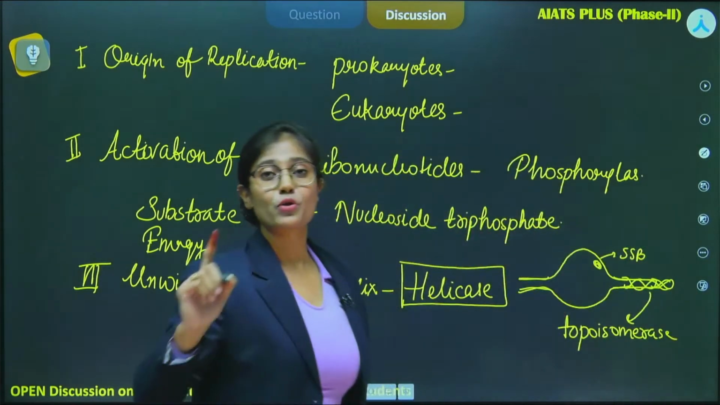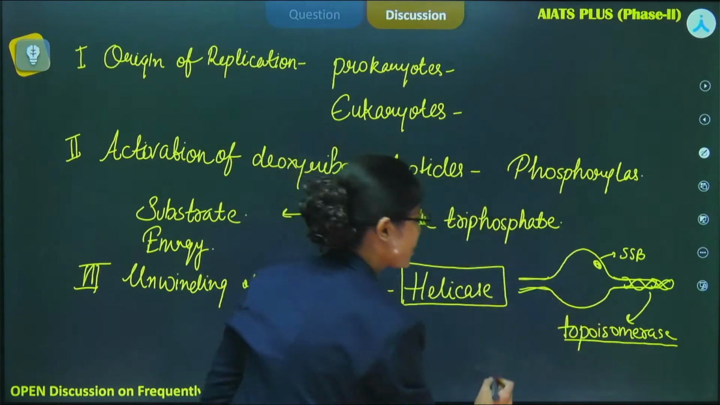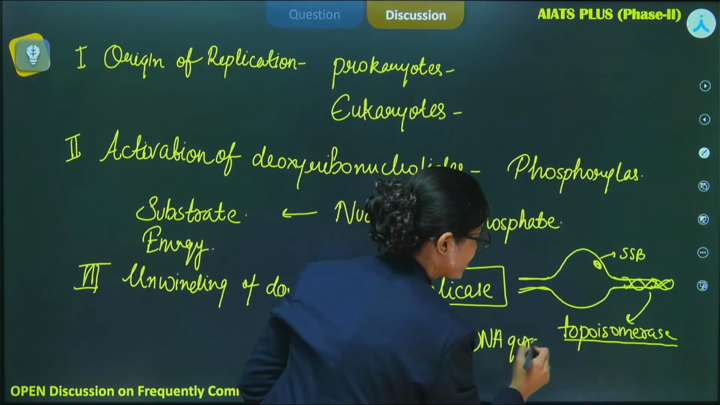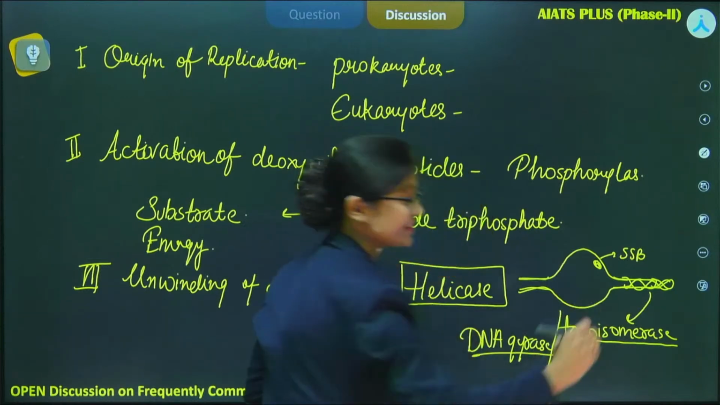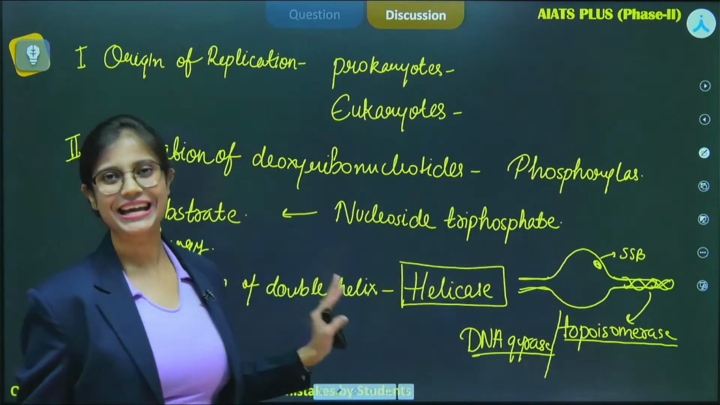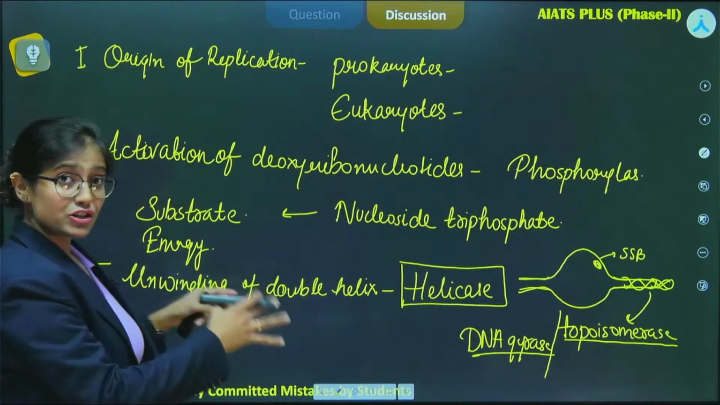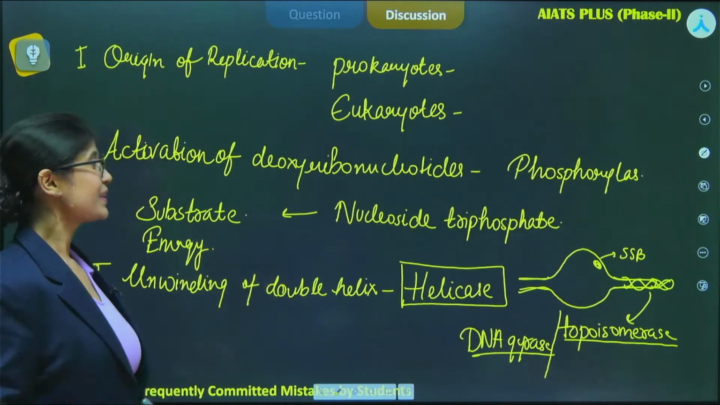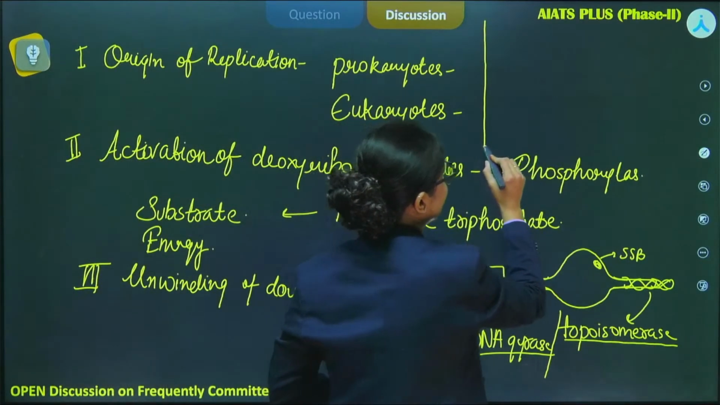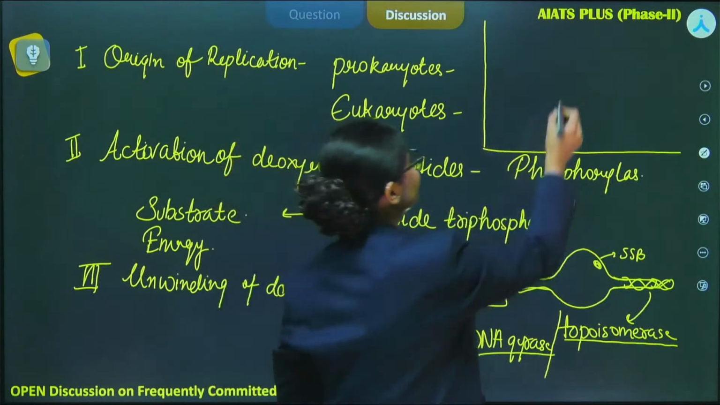If we talk about prokaryotic organisms, this function of this enzyme is carried out by DNA gyrase. Okay, so don't get confused between topoisomerase, DNA gyrase and helicase. All these enzymes are actually doing their functions in the third step. Now if we see the fourth step, which I am writing here, it is formation of primer.